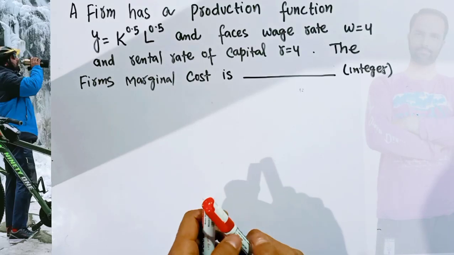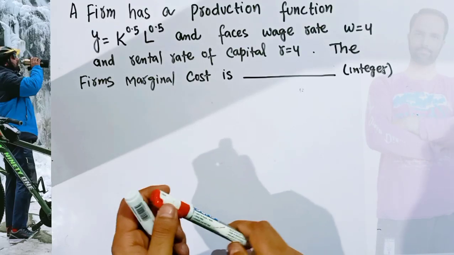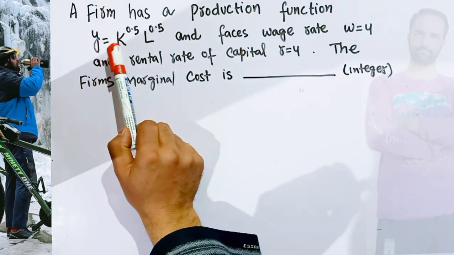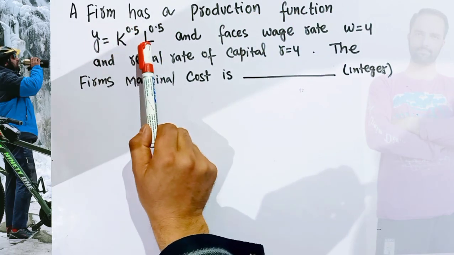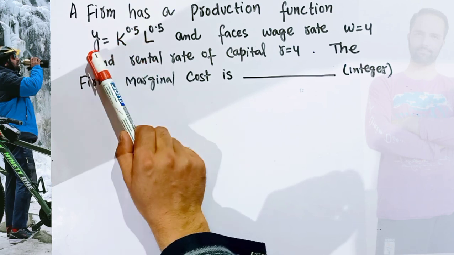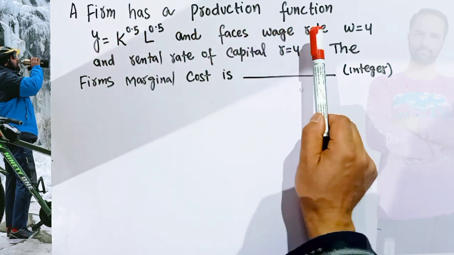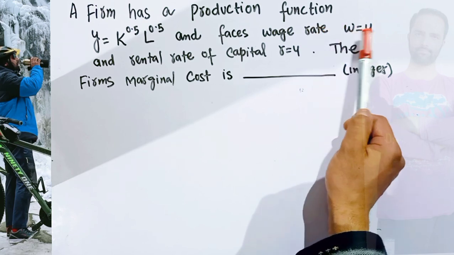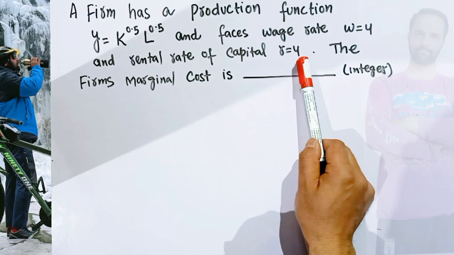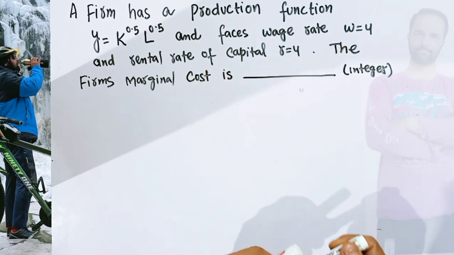Let us see how to find marginal cost from the given production function. The question is, a firm has a production function y = K^0.5 L^0.5, where K and L are the capital and labor, y denotes the output, and faces a wage rate W = 4 and a rental rate of capital R = 4. We need to find out the firm's marginal cost.